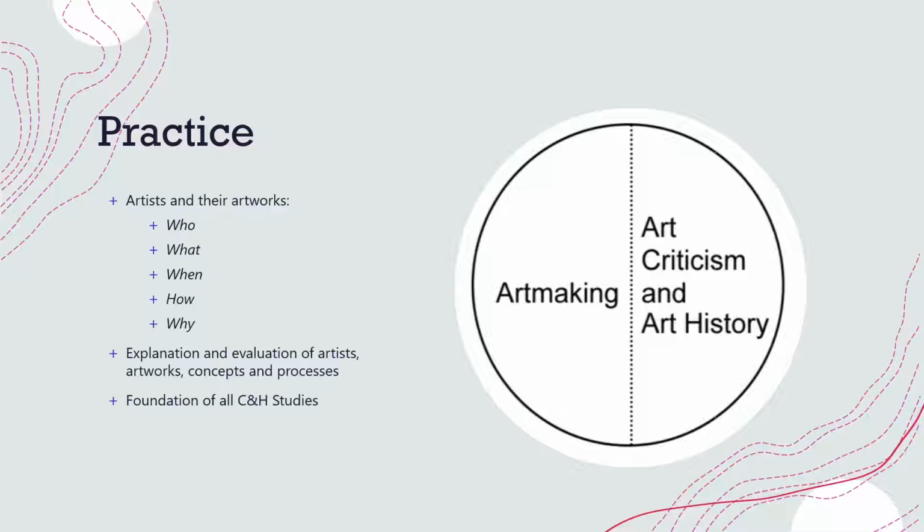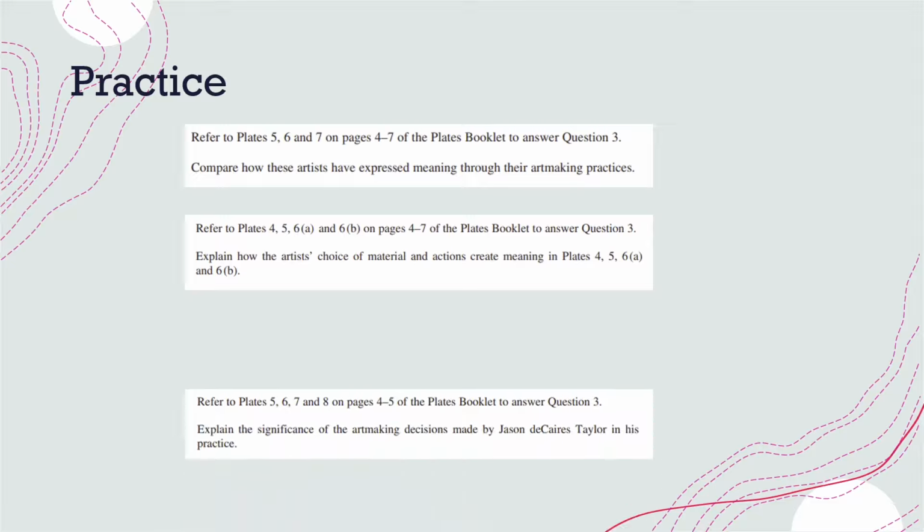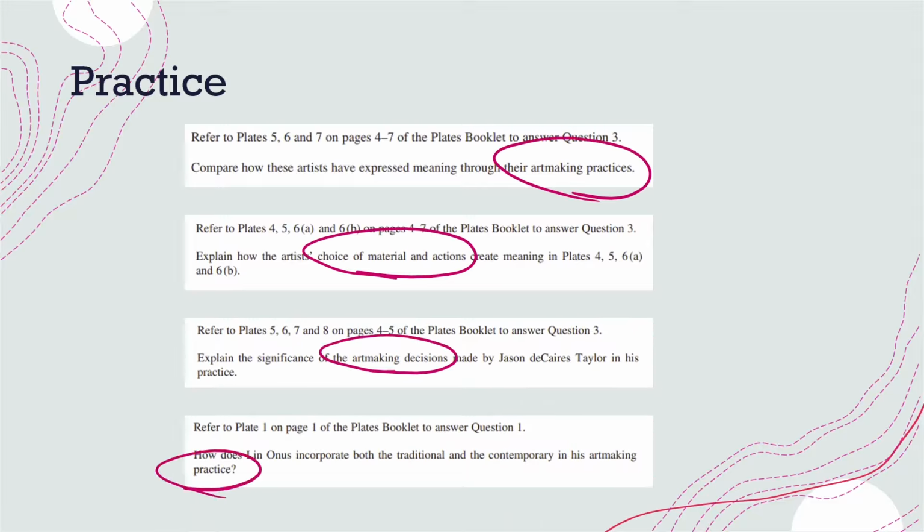It forms the foundation of all critical and historical studies in visual arts. In the study of HSC art, you yourself take on the role of the artist and develop your own understanding of practice in the creation of your body of work. Section 1 questions will use keywords to help you identify which content area is being examined. Questions relating to practice use keywords such as art making, practice, choices, materials, actions, or decisions. Between 2017 and 2020, practice was given the highest marks in Section 1 3 out of 4 times.